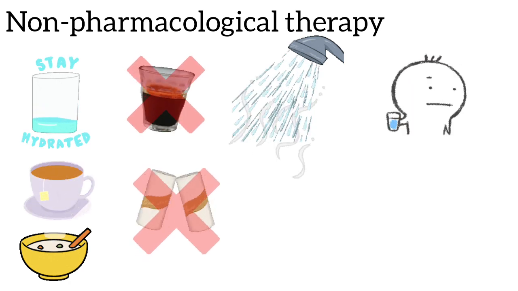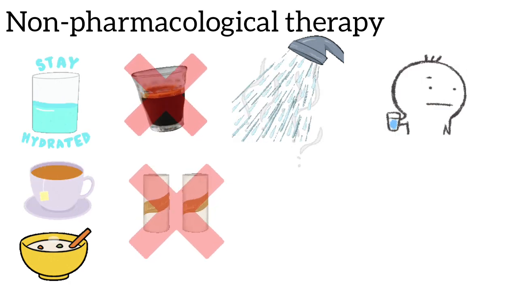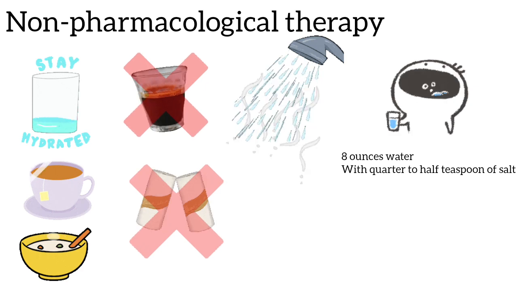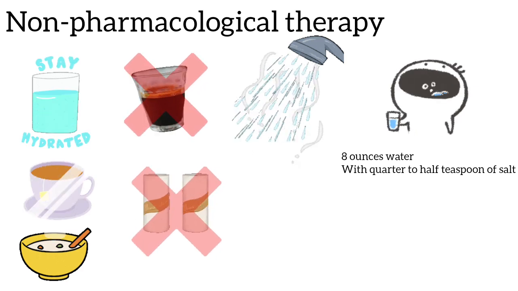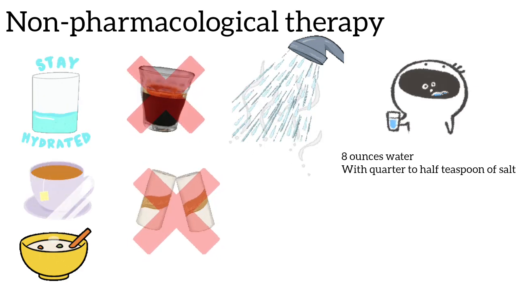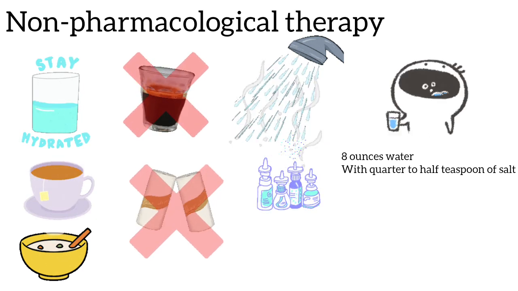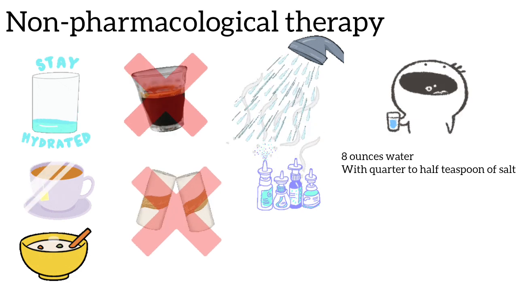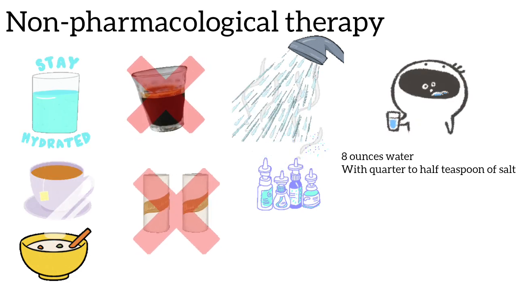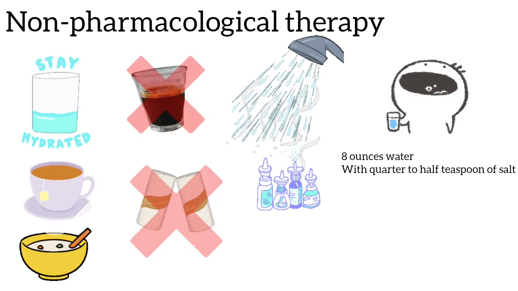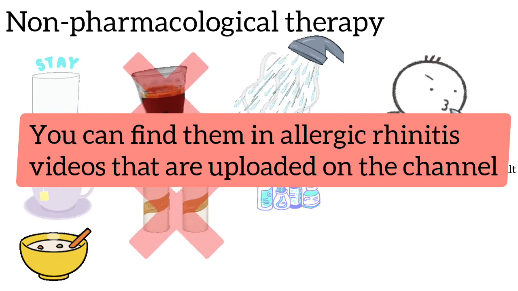Saline gargles may ease sore throat. Usually you can prepare it at home by mixing 8 ounces of warm water with 1/4 to 1/2 teaspoon of salt. Saline nasal sprays or drops soothe the irritated mucosal membranes and loosen encrusted mucus. And we mentioned a lot of saline nasal sprays and we talked about them in the last videos and how we should use them as well.